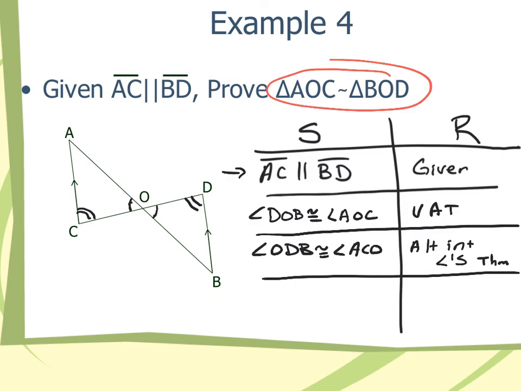Sorry, I didn't mean to cut you off, but that was a good line. So now we can say that triangle AOC is similar to triangle BOD because of AA. AA similarity postulate, you can write AA and I'd be okay with that.